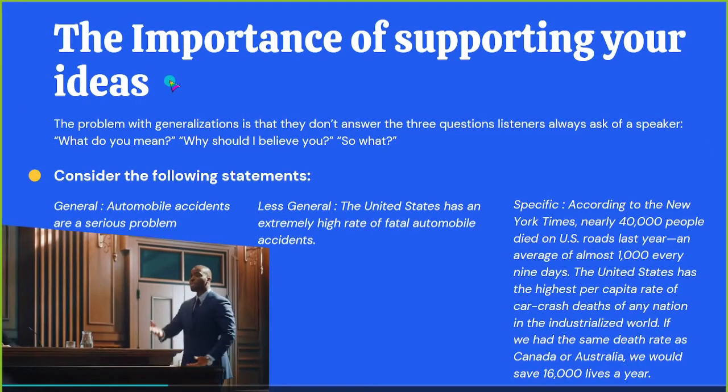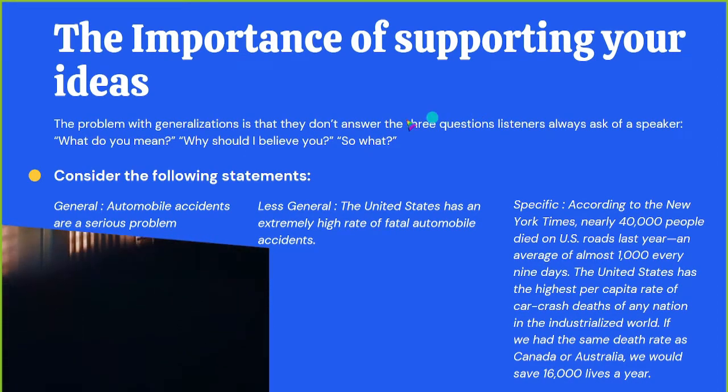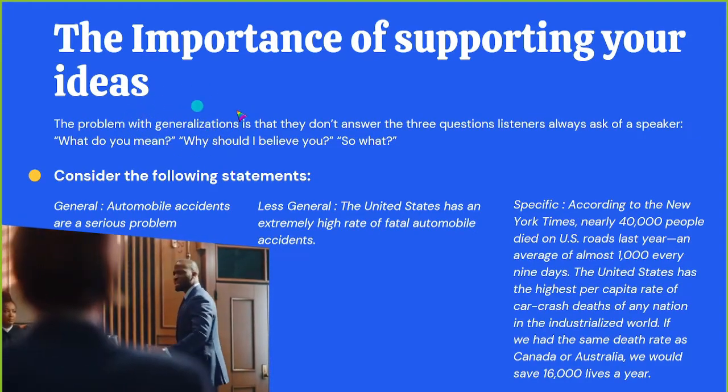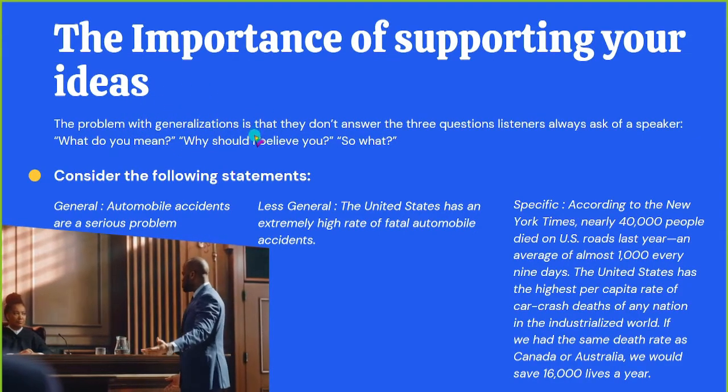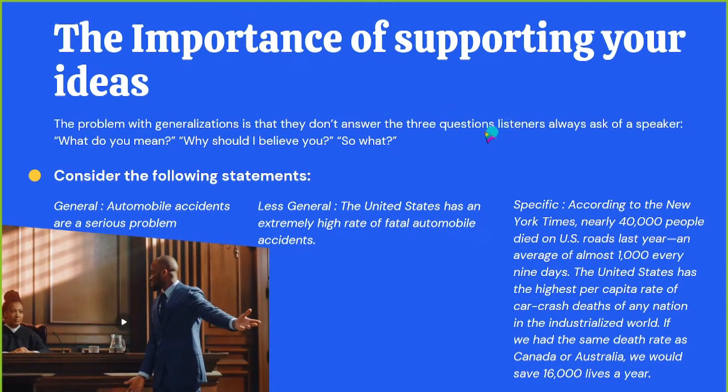Okay, what is the importance of supporting your ideas? The importance of supporting your ideas in a public speech is that you don't want to fall into the problem of generalizations, because there will be audience members who ask you questions as listeners. They will ask what do you mean by what you have mentioned, or why should I believe you? So why do I have to believe you? That is the topic that you might want to convince them about.